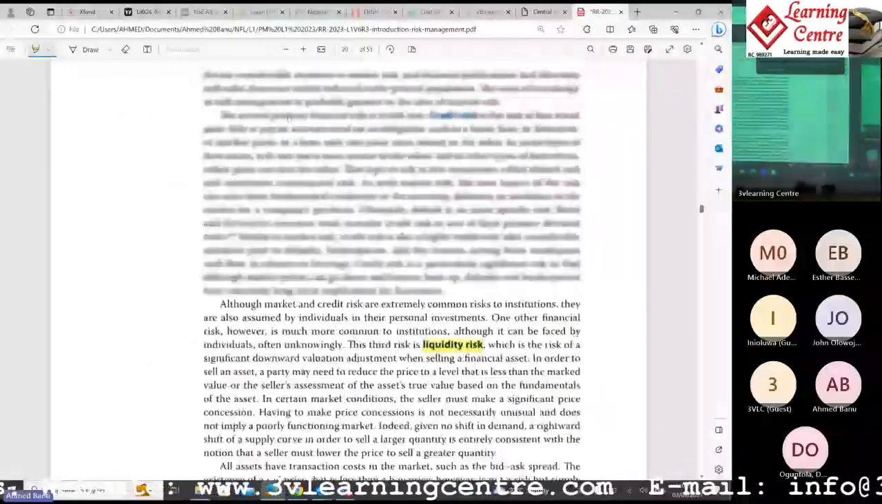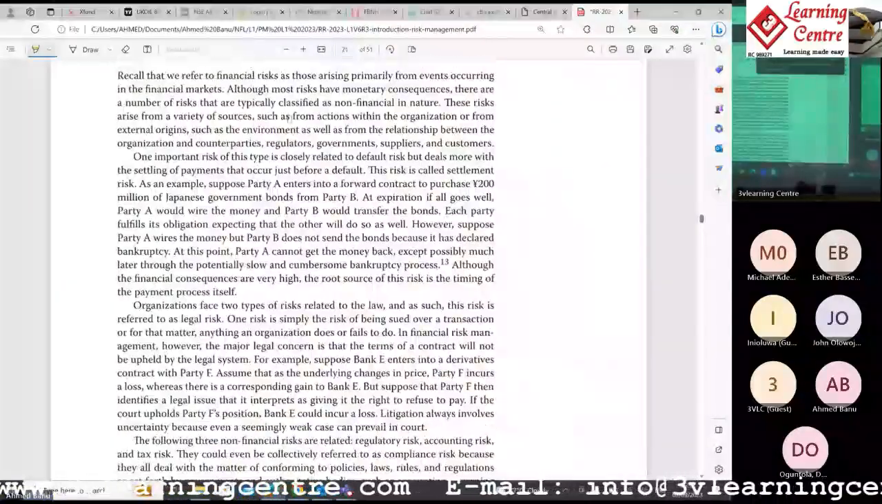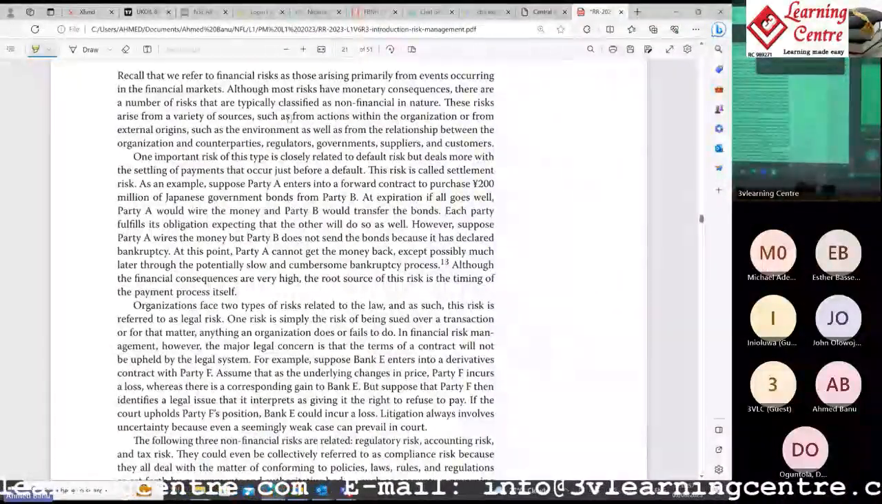Now, those are the three types of financial risk. For the non-financial risks, we have different types. There are a lot.